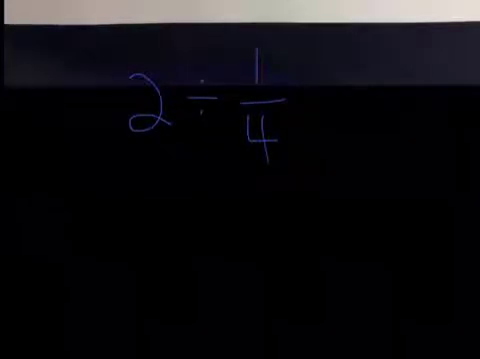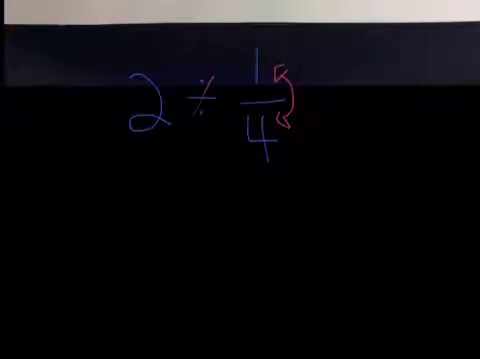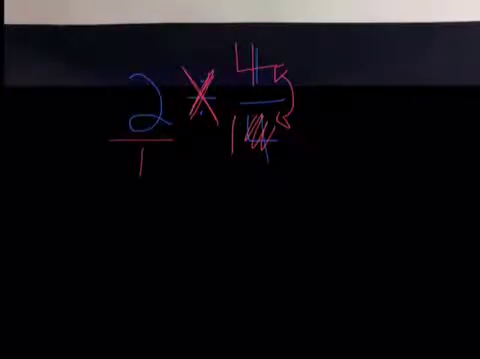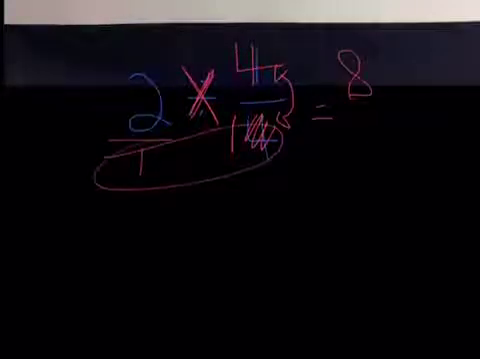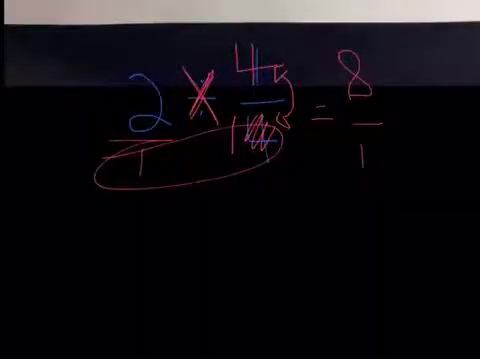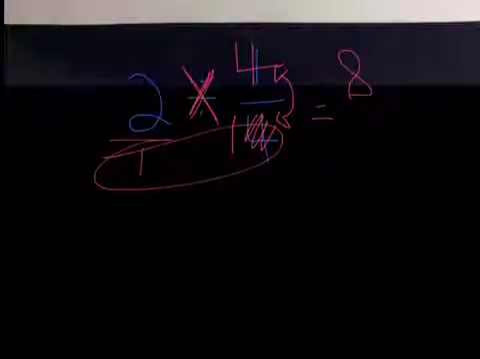Let's check. Okay, we have to remember, we have to invert these two, change this to a multiplication, and we go ahead and work. This becomes a 4, and this becomes a 1. So we have 2 times 4. Oh, don't forget this becomes a fraction as well. 2 times 4 is 8, right? And 1 times 1 is 1, but we don't really have to write it under. So we can go ahead and delete that. Our answer would be 8.